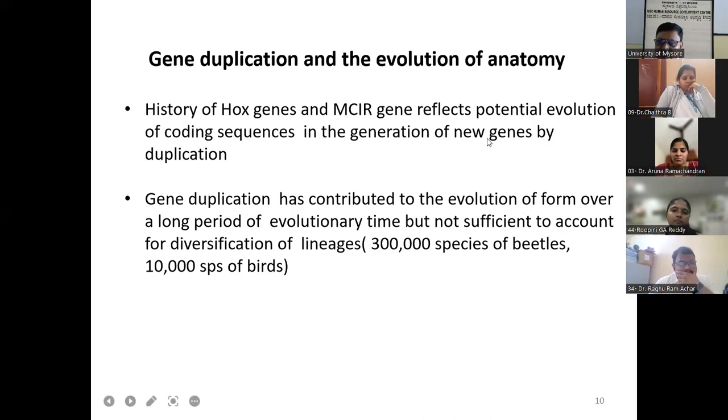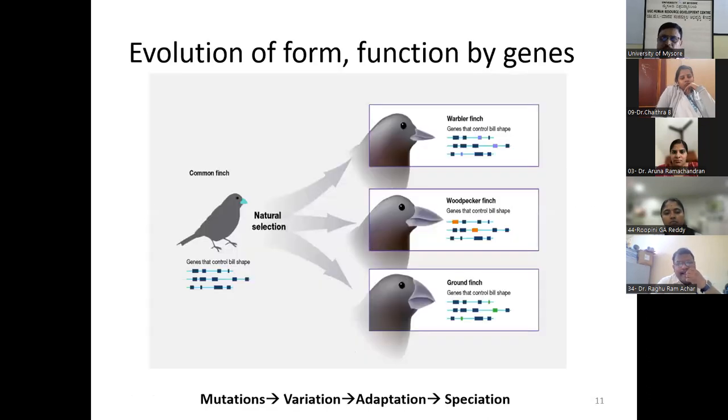So the discovery of Hox genes gave us an idea of the potential for coding sequences in the generation of genes by duplication. This gene duplication also contributed to the evolution of form over a long period of evolution, but it is not sufficient to account for the divergence of lineages. For example, there are 300 species of beetles and 10,000 species of birds. How does it explain that variety of structural changes among different orders and phyla of the animal kingdom?